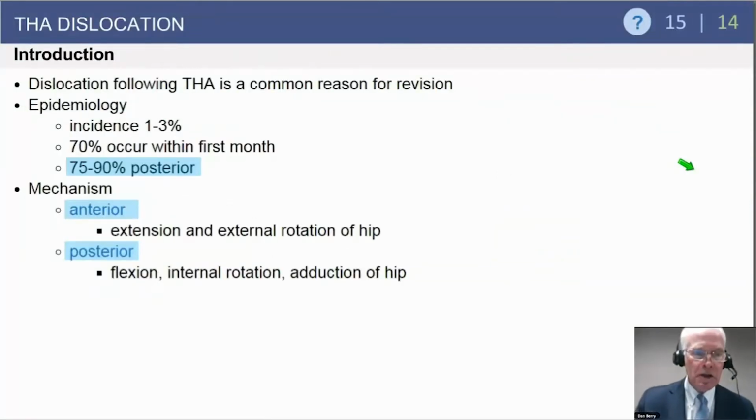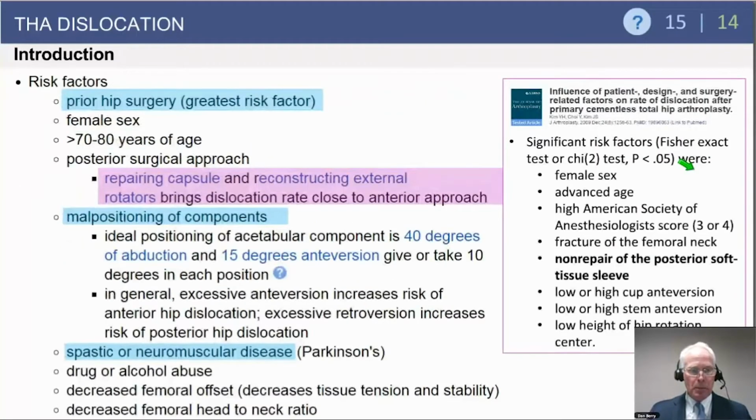A little bit of information concerning hip dislocation. It's the second most common reason for reoperation after hip arthroplasty currently in most worldwide registries, after mechanical failure of the implants due to some form of loosening or osteolysis. The incidence is highest in the first month, but there's some continued incidence over the lifetime of implants, and about 75% or more are posterior dislocations depending on the operative approach used. The mechanism of dislocation for posterior dislocations is flexion, internal rotation, and adduction of the hip. For anterior dislocations, it's typically extension and external rotation of the hip.